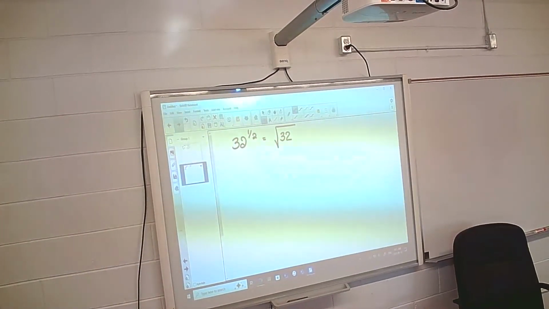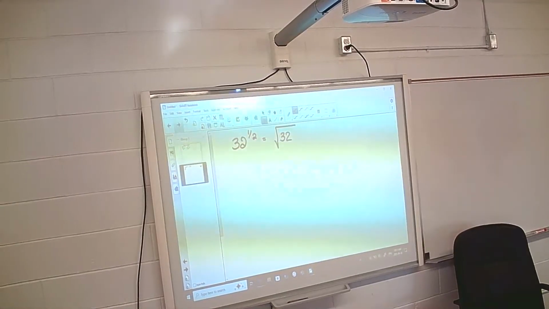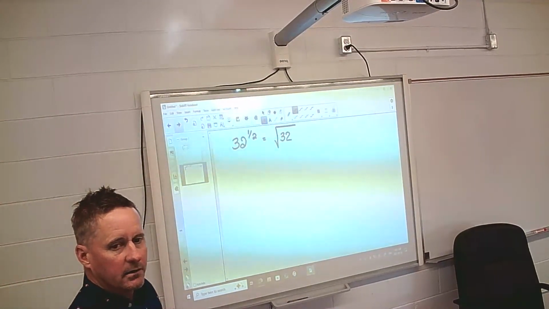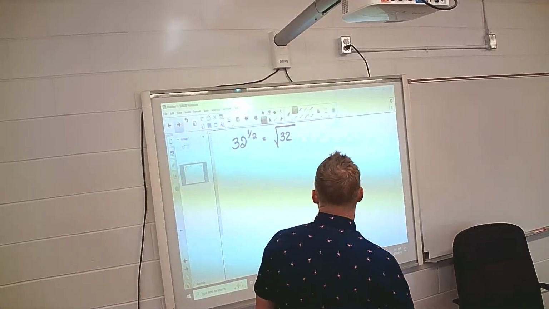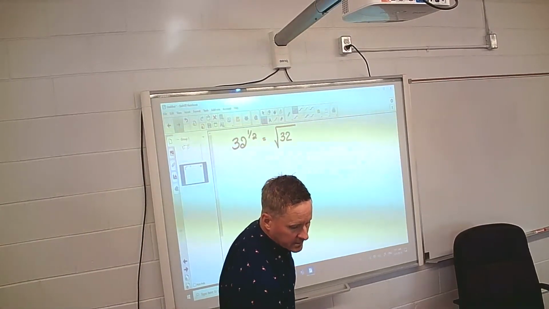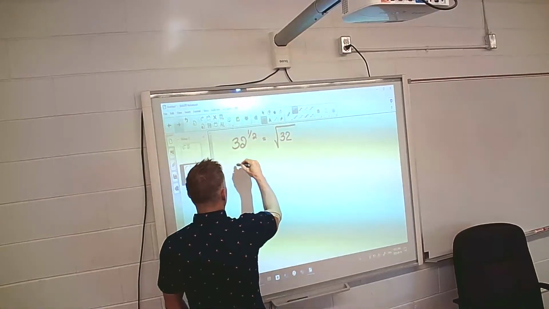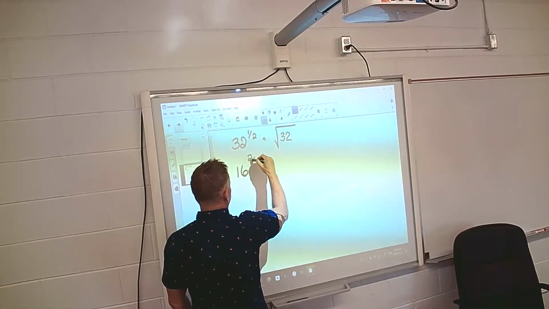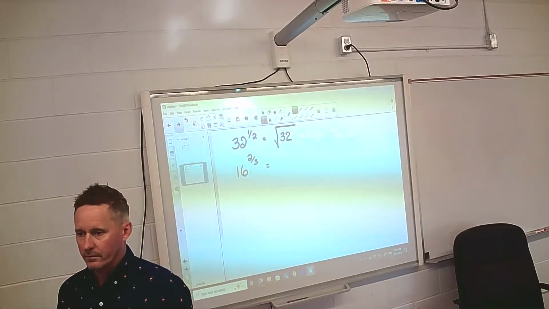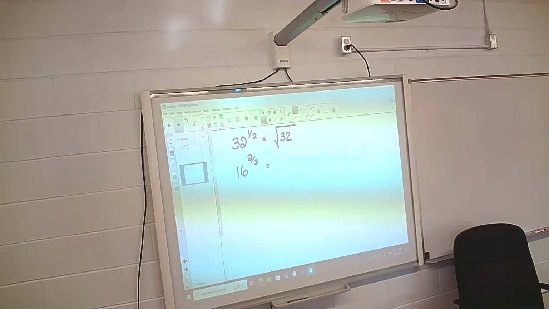What is the actual exponent on the 32 inside the square root? 1. That's right. It's this guy right here. Okay, that's good. Let's try another one. 16 to the 2/3.